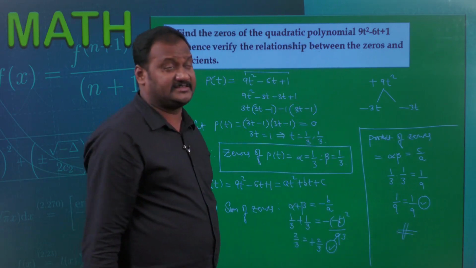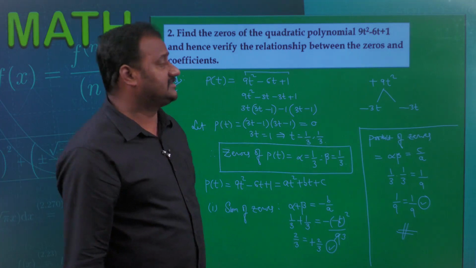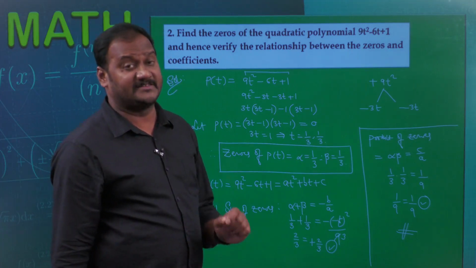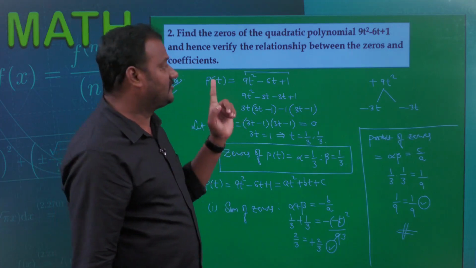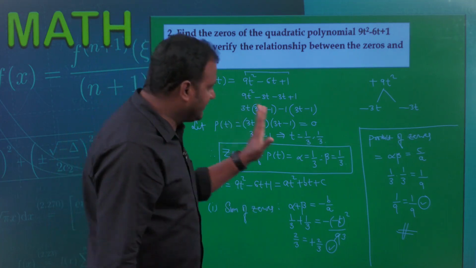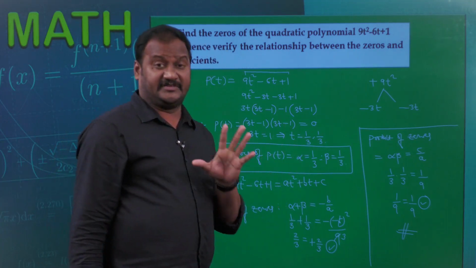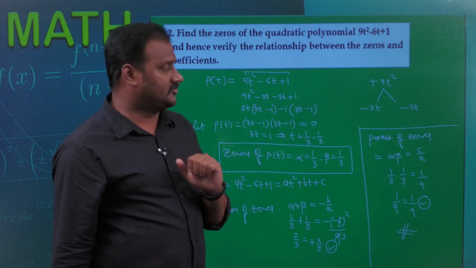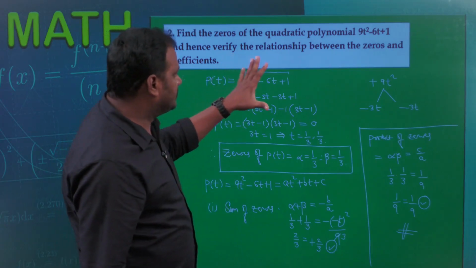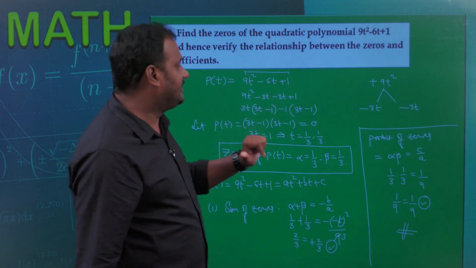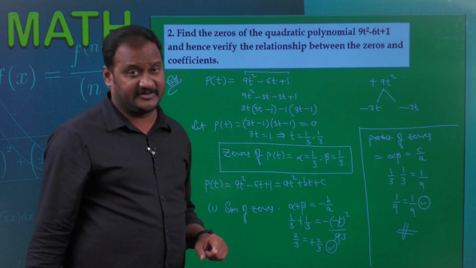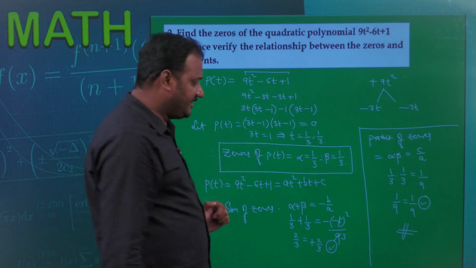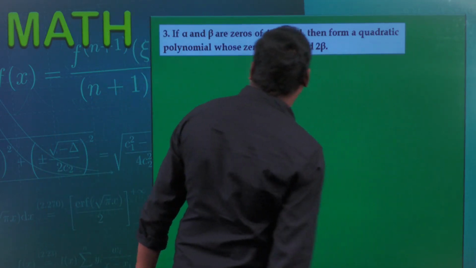This is the verification of the relationship between zeros and coefficients of the given quadratic polynomial. So sometimes you can expect this question for even 5 marks also. Right? So please remember how to find out zeros of the polynomial by splitting middle term method, as well as how to verify the relationship between zeros and coefficients. Okay? So let's move on to the next problem.